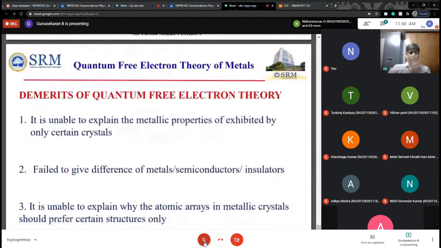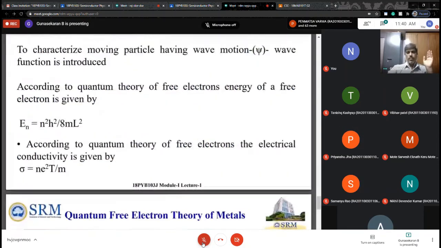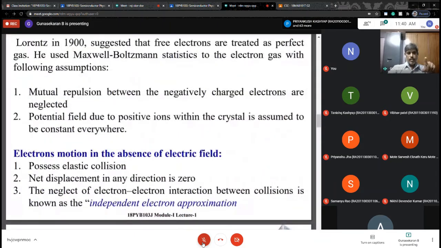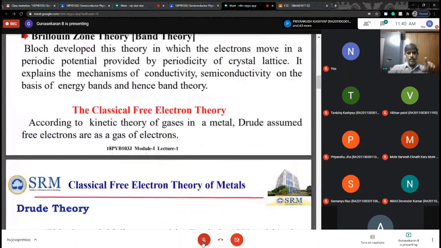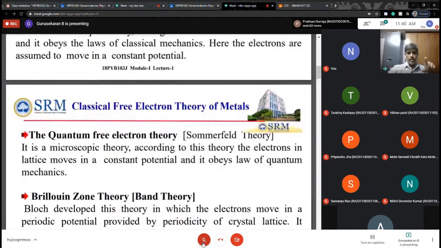I think almost all of you understand clearly. Yes, sir. No clarification needed. So the first three points are given more importance, because of the three developments: classical, quantum, and Bloch.